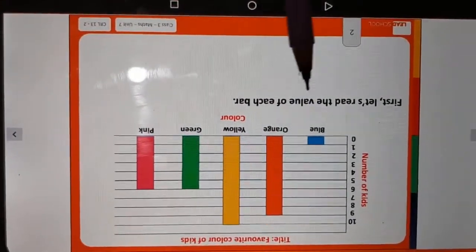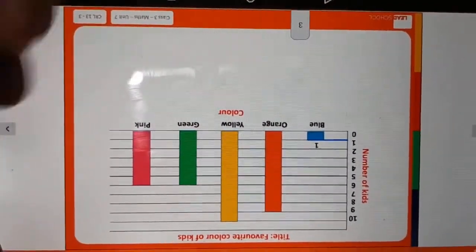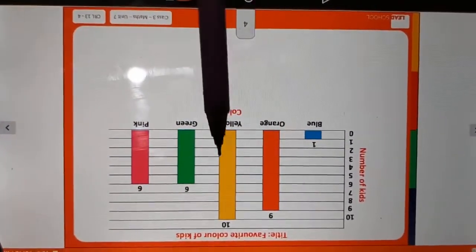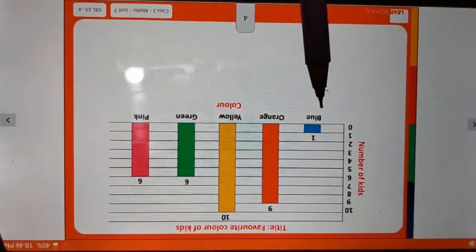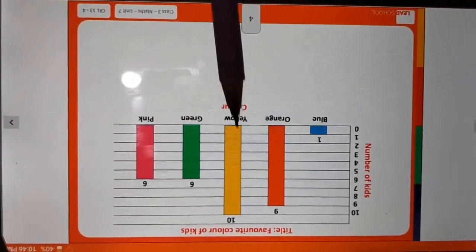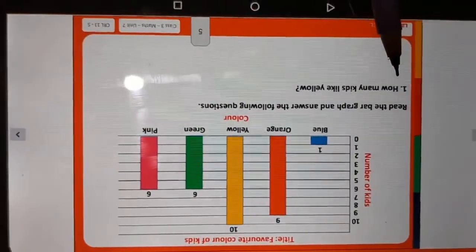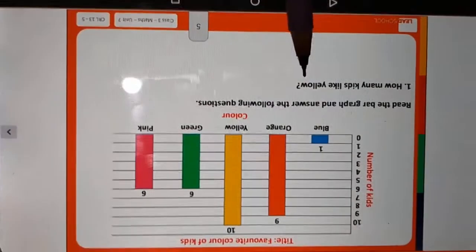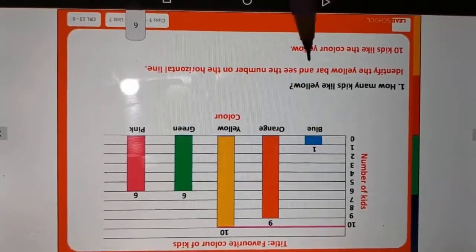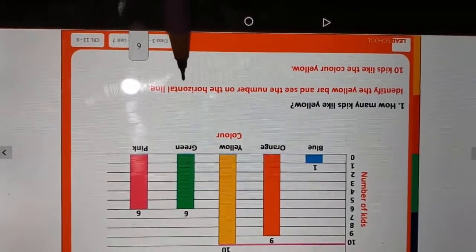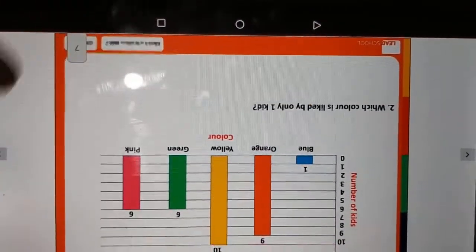First, let's read the value of each bar. Blue 1, orange 9, yellow 10, green 6, pink 6. How many kids like yellow? 10. Let's check it. Identify the yellow bar and see the number on the horizontal line. 10 kids like the yellow color.